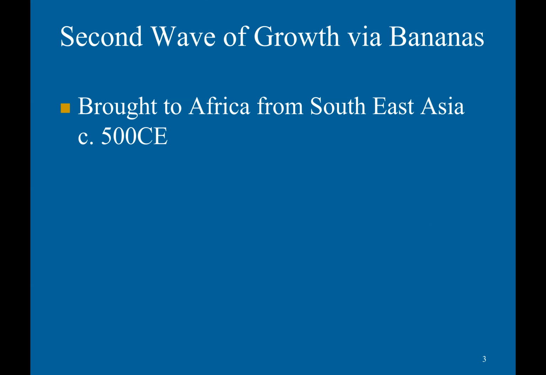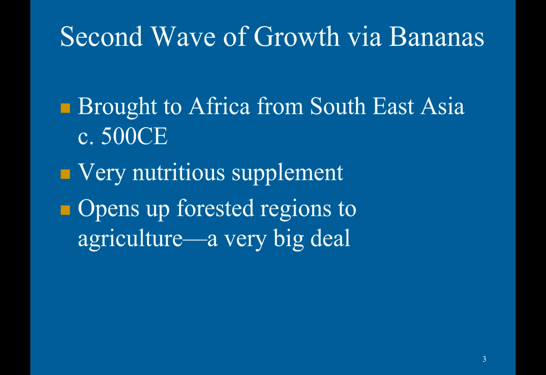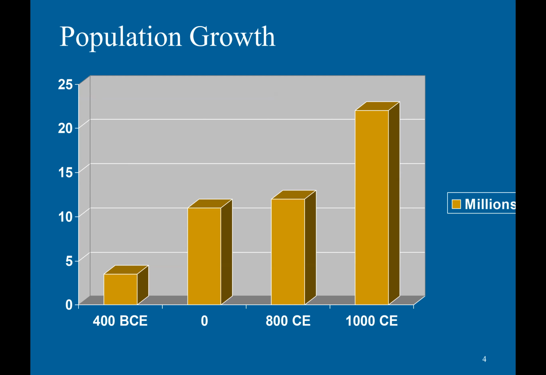You get a second wave of growth with bananas, which were brought to Africa from Southeast Asia around 500 CE. They were a very nutritious supplement, and they opened up forested regions to agriculture, which proved a very big deal. As we can see, this population growth from 400 BCE to 1000 CE started at less than 5 million and went all the way up to more than 20 million.